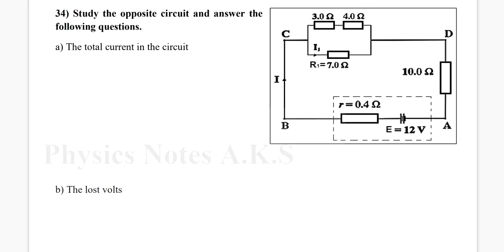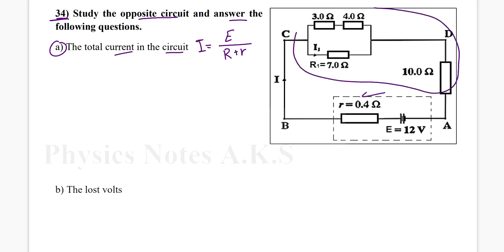I have question 34. The question says, study the opposite circuit and answer the question. First, in A, they need the total current in the circuit. In order to find the current, since here I have an internal resistance and external resistance, I have the formula: current equals electromotive force over external plus internal.